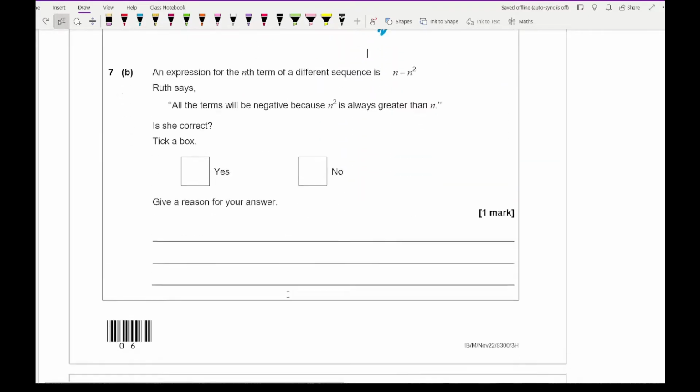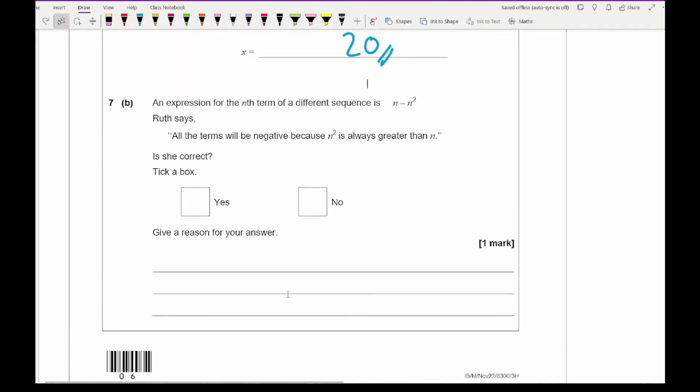Then moving on to 7b, it says that an expression for the nth term of a different sequence is n minus n squared. Ruth says all of the terms will be negative because n squared is always greater than n. Is she correct? Well, there's a couple of ways you could write this. If we write down what the terms are, the first term is going to be 1 minus 1 squared, which is 0. So is 0 negative? No.